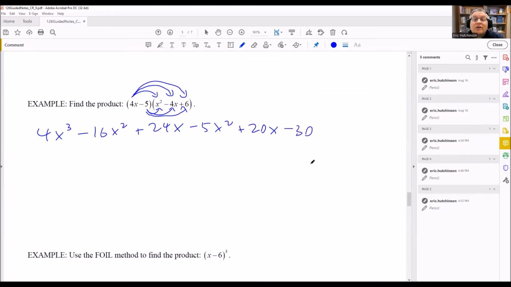At this point now, you're going to add the like terms. So again, we start with the highest to lowest powers, 4x cubed. And then we have these here. We have minus 21x squared. 24 plus 20 is going to be a 44x. And then we have a minus 30 that doesn't combine with anything. And so that there would be your answer from highest to lowest power.